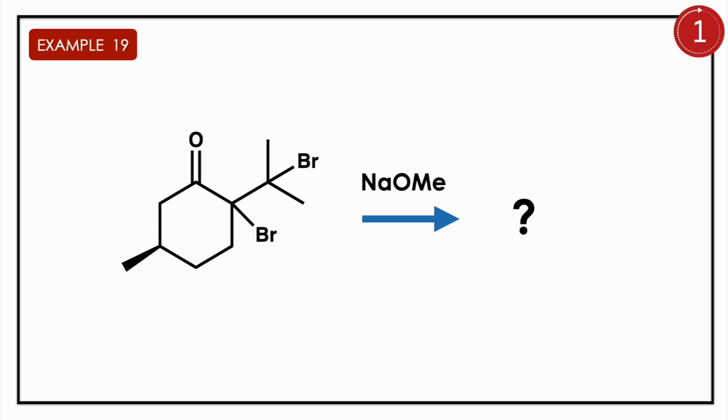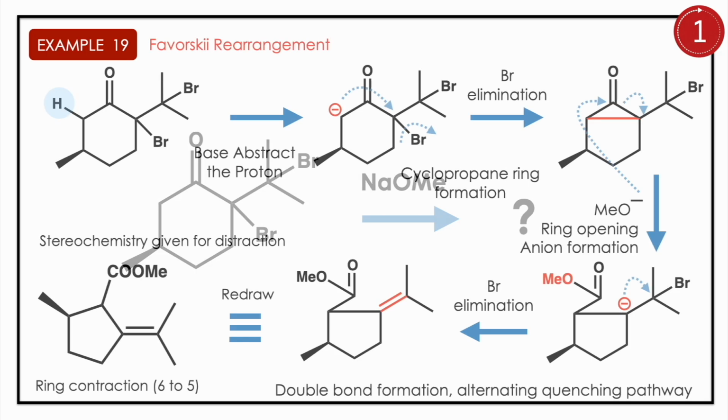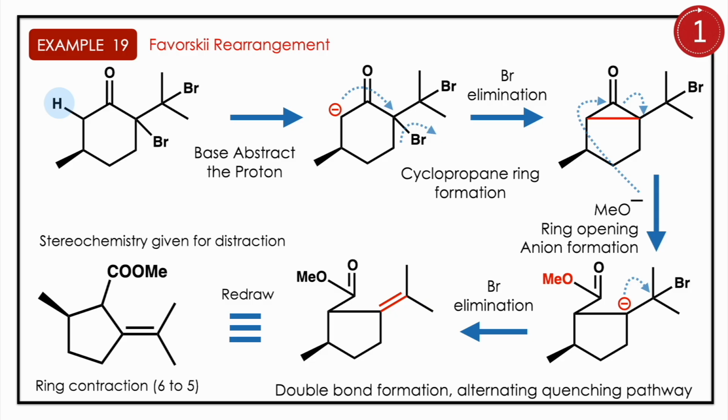Then the next question. Here you have cyclohexanone with a halogen at the alpha position. The alpha position also has an isopropyl group with bromine, and in the fifth position you have a methyl group above the plane. You are using sodium methoxide. You should find what will be the final product. Here there are many functional groups. We only focus on our interest, that is Favorskii rearrangement. Alpha bromine is next to the carbonyl. So Favorskii rearrangement is possible. First step will be abstraction of a proton.